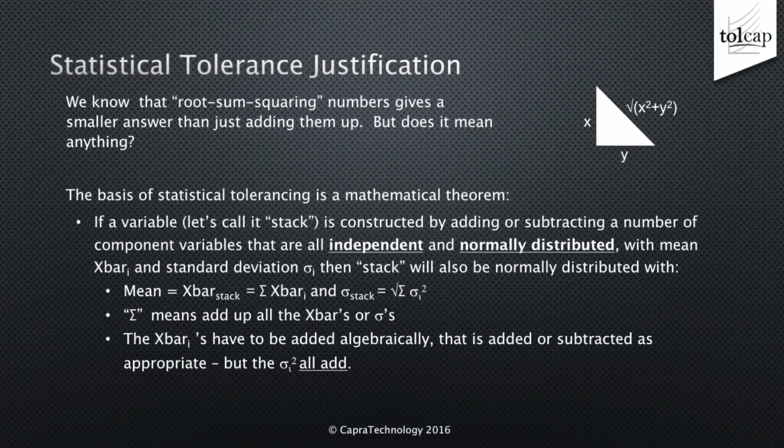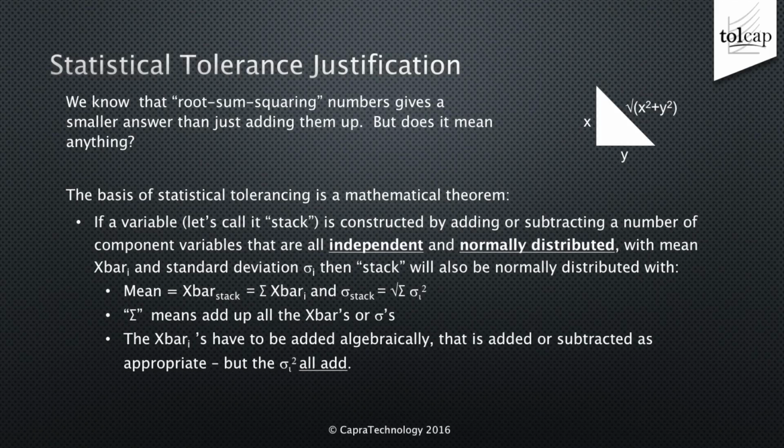We know that root sum squaring numbers gives a smaller answer than just adding them up. Pythagoras knew that. We can see it's a shorter distance along the hypotenuse of a right-angled triangle than going round the other two sides. But does it mean anything in this situation?